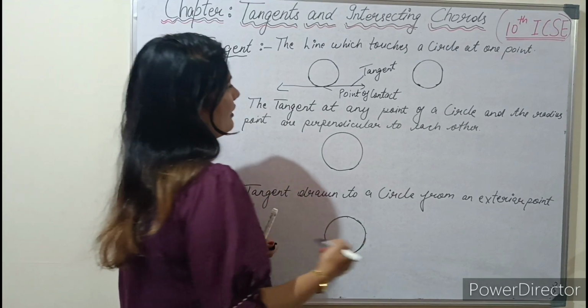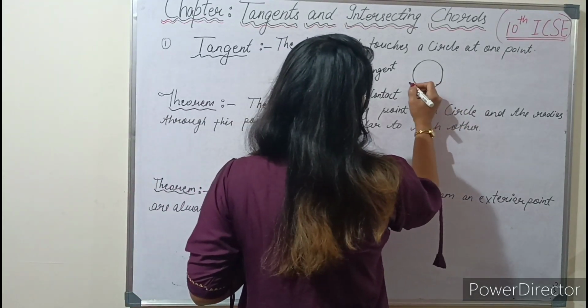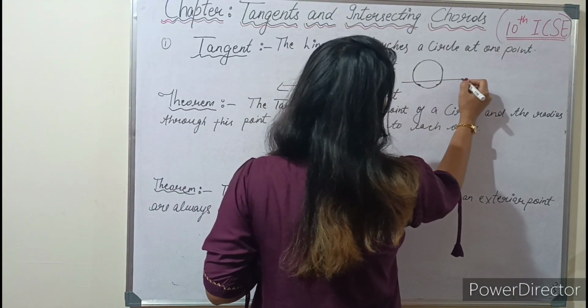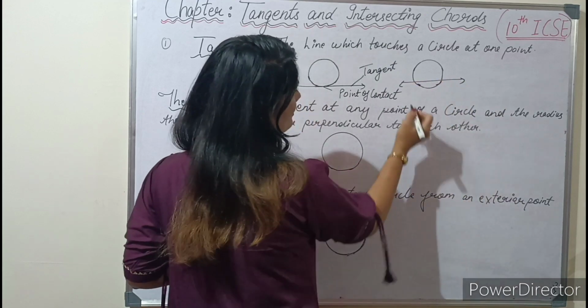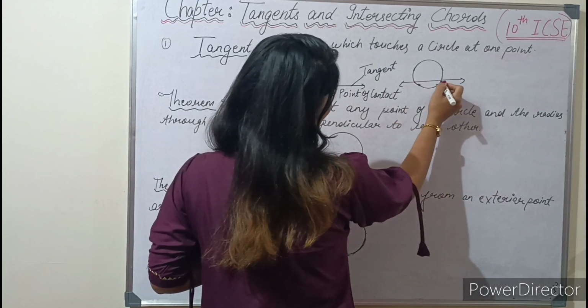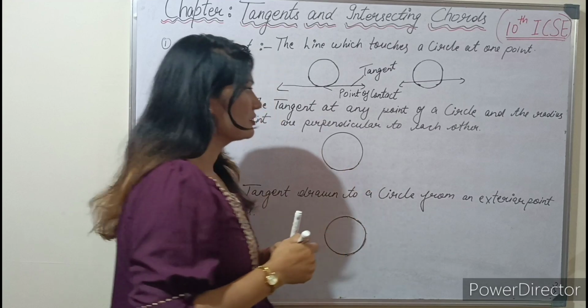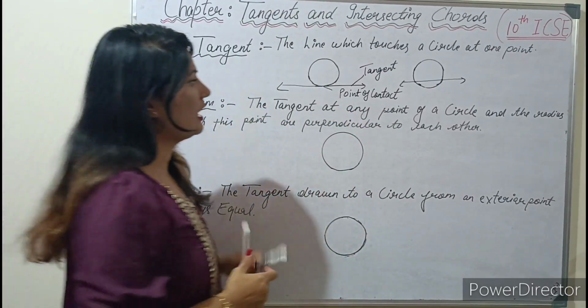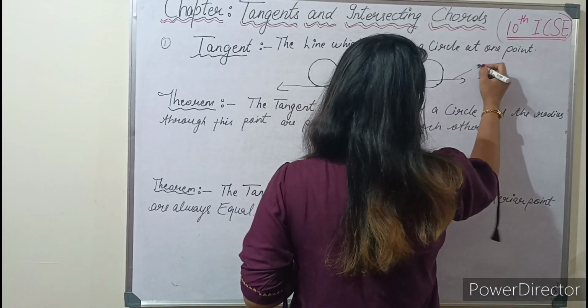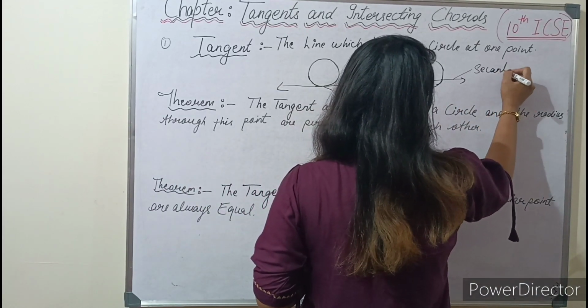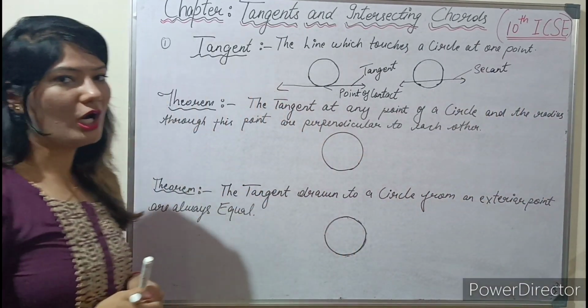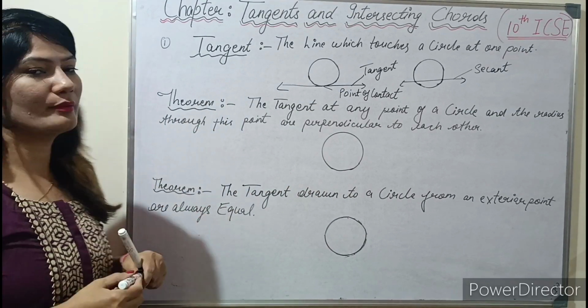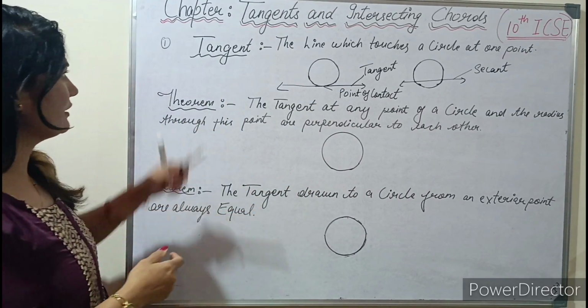Now if I draw a line in this way which cuts the circle at 2 points, you can see here this is the first point and this is the second point. So in this case this line is not a tangent. This line is known as a secant of a circle. Now moving to the next theorems which are important and which are based on the tangent.